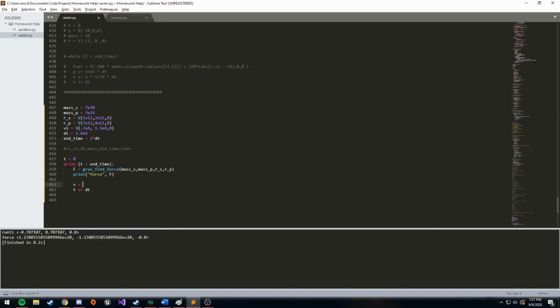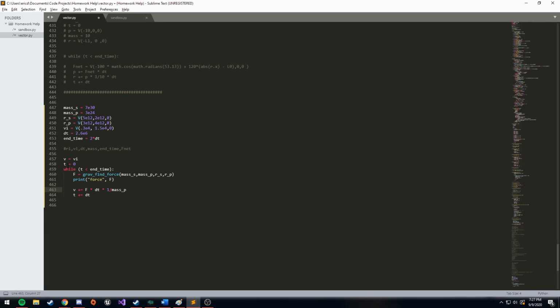V equals F times dt over mass of the planet. Print V.